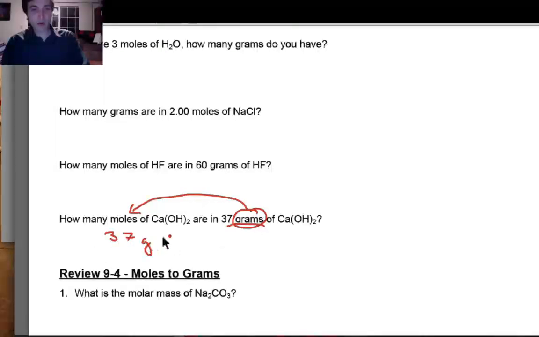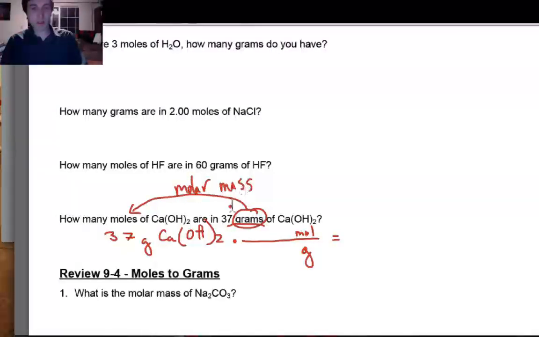So 37 grams, and then we're going to write the substance, calcium hydroxide. Now the next step is our dot and our line. Remember, going from grams to moles or moles to grams, you can automatically fill in the units. We have grams, so we want to get rid of those, and we want moles, so we put moles on top. Now, to get from grams to moles or moles to grams, we always have to figure out the molar mass. That's the key in this unit, figuring out that molar mass. So we have calcium and oxygen and hydrogen, so we need those values so we can add them all up together to get the molar mass of calcium hydroxide.